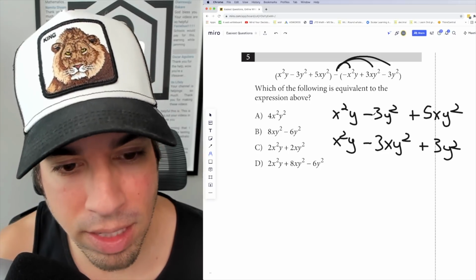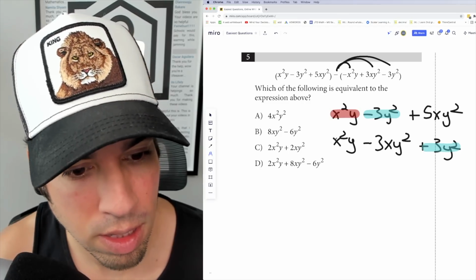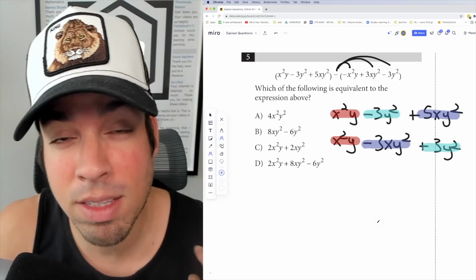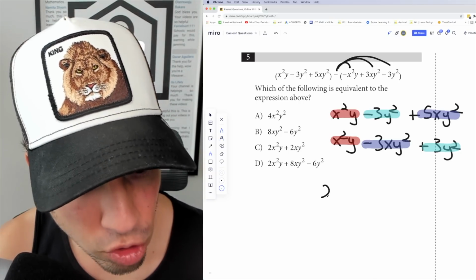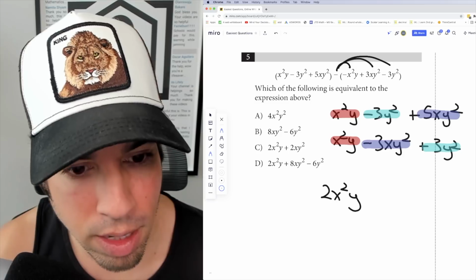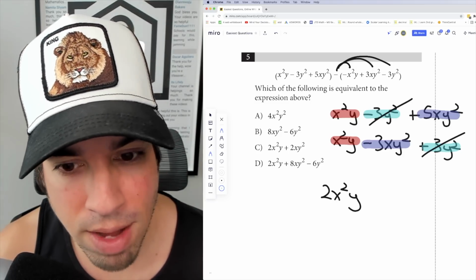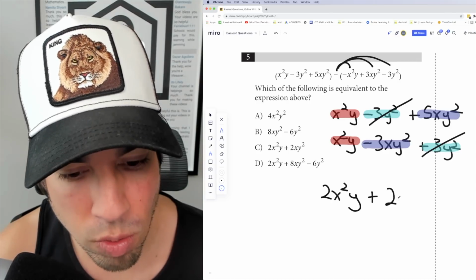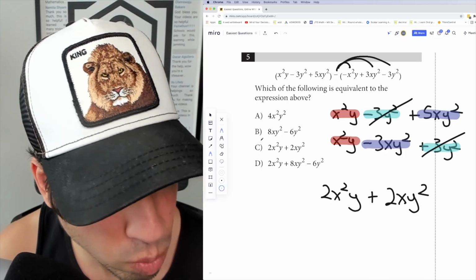Okay. Now we need to combine like terms. This and this are like terms, and this and this are like terms, again because the variables all match up. So x squared y plus x squared y makes 2x squared y. These guys are opposites in the blue, so they cancel out. And then 5xy squared minus 3xy squared is 2xy squared, which means C is the winner.